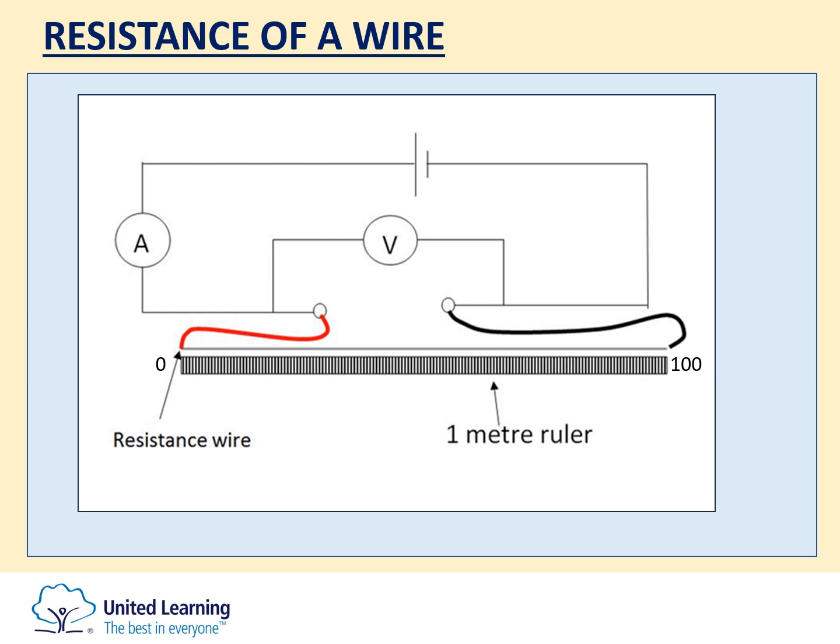So, the resistance of a wire practical requires you to have an ammeter, a voltmeter, a power supply, which could be a battery, a meter-long ruler, and the piece of wire that you are testing. You will need wires with crocodile clips so that you can connect your circuit to the wire that's being tested. Importantly, when setting this circuit up, you have to make sure the ammeter is connected in series and the voltmeter is connected in parallel to the wire.